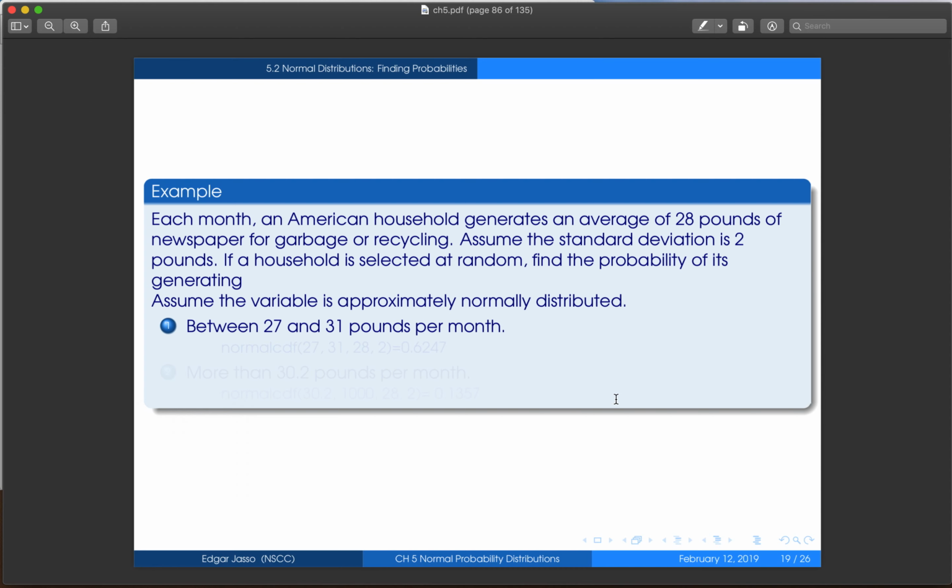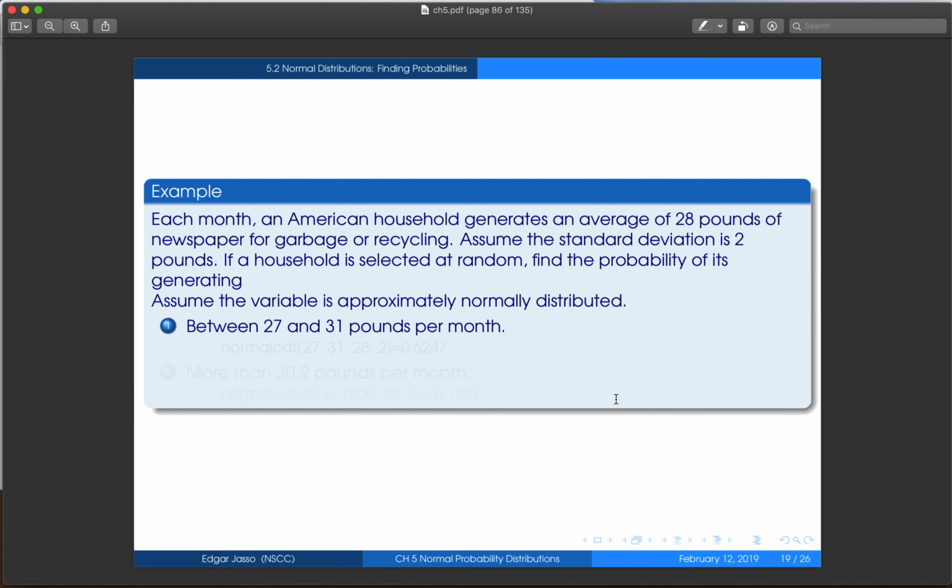Okay, example. Each month, an American household generates an average of 28 pounds of newspaper for garbage or recycling. Assuming the standard deviation is 2 pounds, if a household is selected at random, what's the probability that it's generating between 27 and 31 pounds per month?